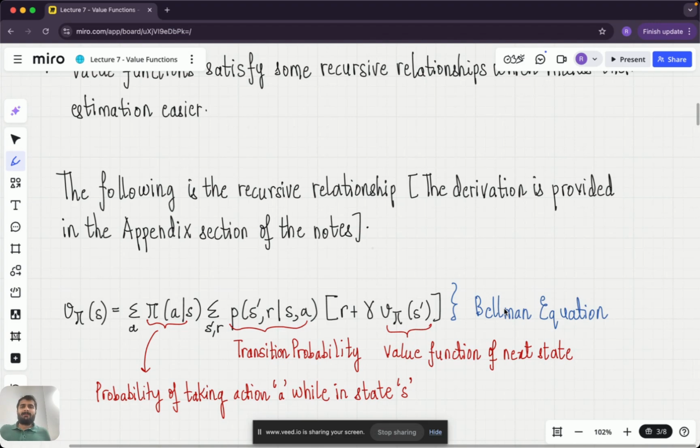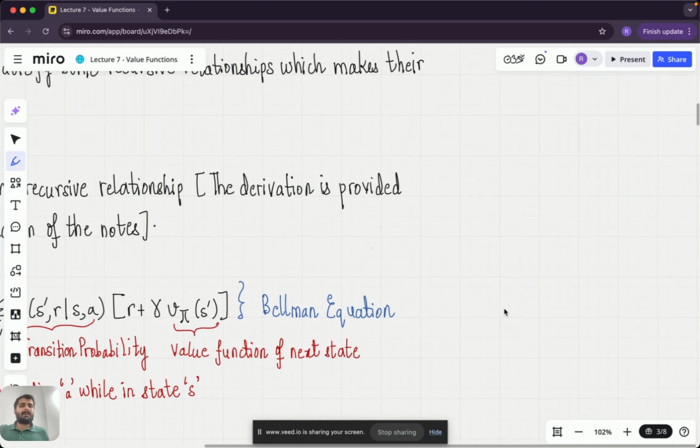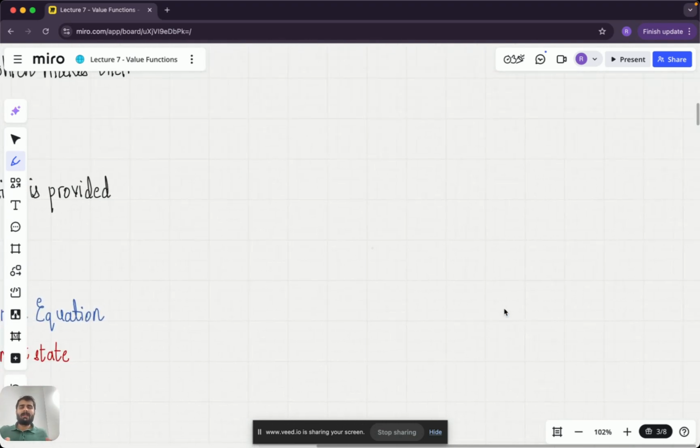And I have attached a note in the description of the video where the derivation of the Bellman equation is given, but I believe that the derivation is not crucial for us to build an intuitive understanding of what exactly is happening over here. So let's try to understand what the Bellman equation says by building an intuition for this particular example.